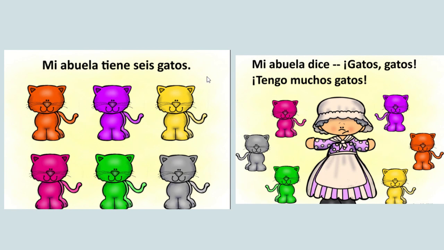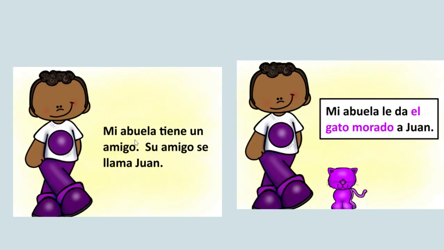Mi abuela tiene 6 gatos. Mi abuela dice, gatos, gatos, tengo muchos gatos. Mi abuela tiene un amigo. It's un amigo because it's a boyfriend, a boy that's her friend. Su amigo se llama Juan. Mi abuela le da el gato morado a Juan.